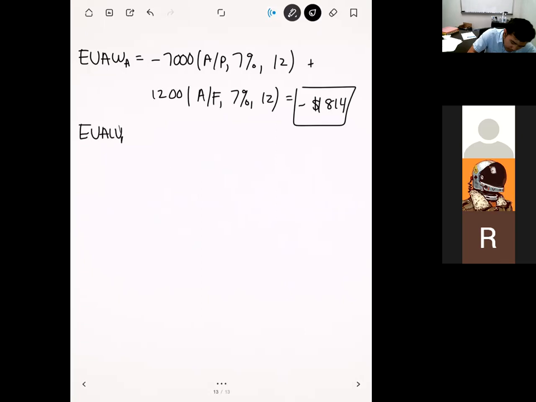Right, so notice that we just used 12, which was the life of the first pump, right? And so we didn't have to extend this for up to 36 years. Okay, and now let's do pump B. So for pump B, we have minus 5,000.